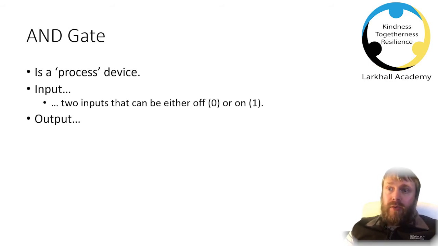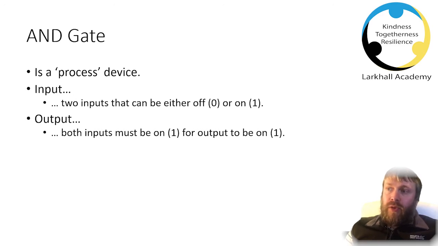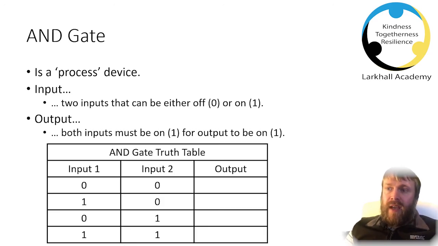And basically what we're looking for in the output here is that both inputs need to be on for the output to be on. That's how your AND gate works. That's quite simple, it's in the name. Input 1 and input 2 need to be on, or you get nothing out. Okay, and again, just the truth table here. I'll just give you a few seconds to have a look at this.